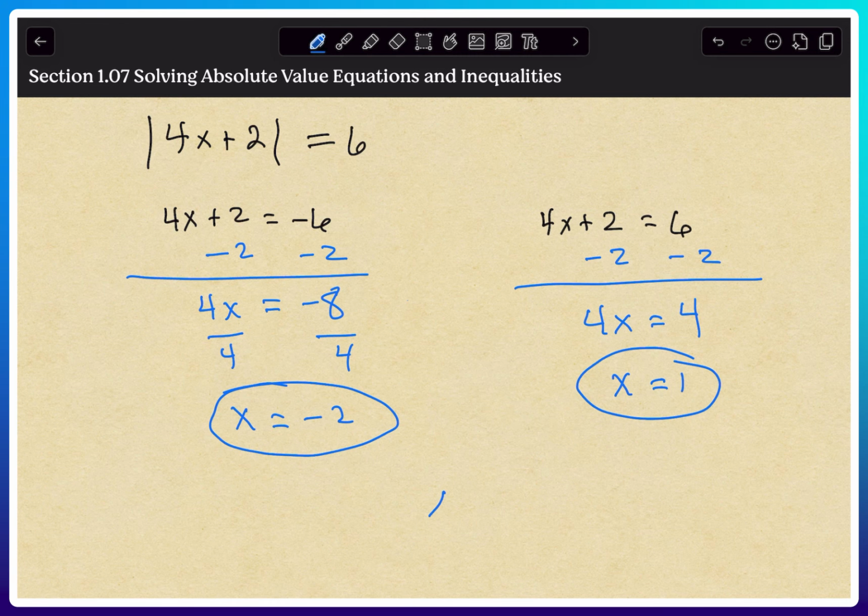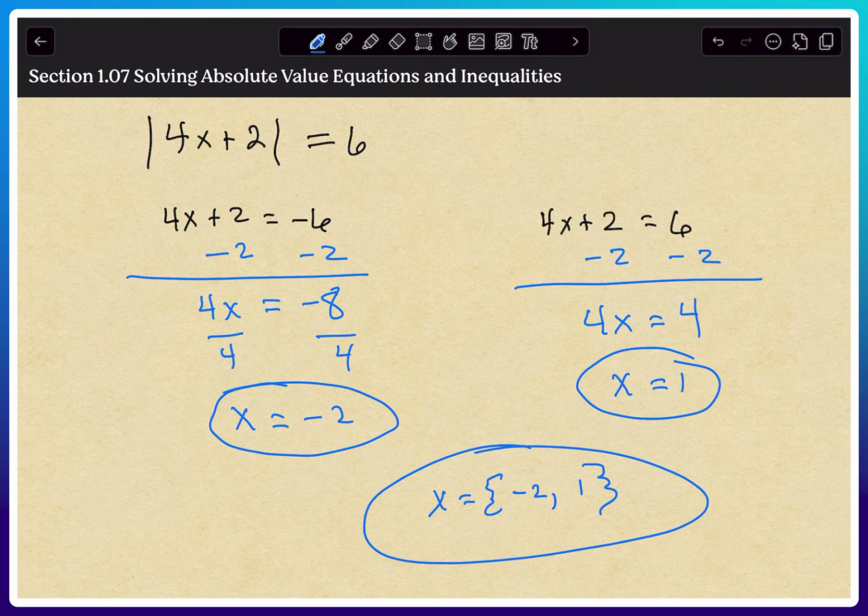Sometimes you write this solution like this: x equals negative 2 and 1. I don't know if you've ever seen that before, but it's telling us the set of solutions that go with x. So there's our answer. You can write it either way, and if you want to show off to your teacher, you can write it in set form, because that's the way most mathematicians write it.